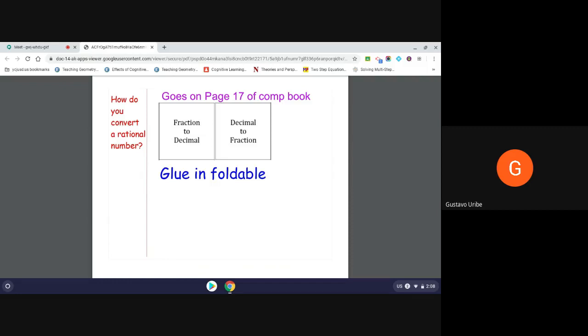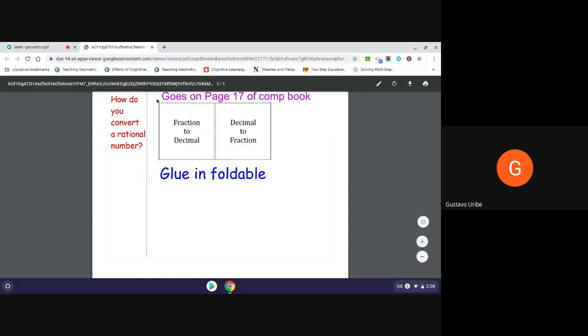Now you're going to go ahead and fill out this foldable. So I'm going to show you how we convert a rational number. On this side right here, you're going to have how to turn a fraction to a decimal. And on the right side, how to go the opposite way, from the decimal to the fraction.